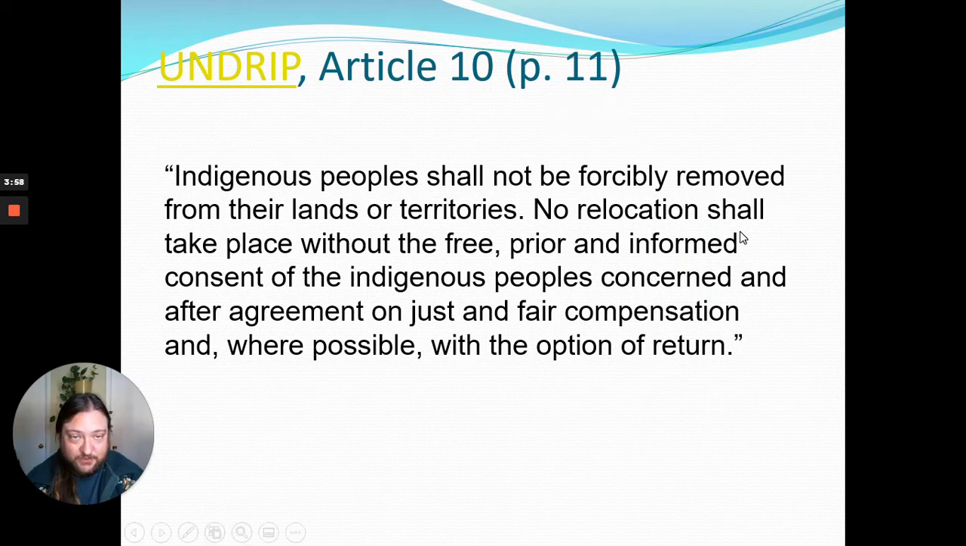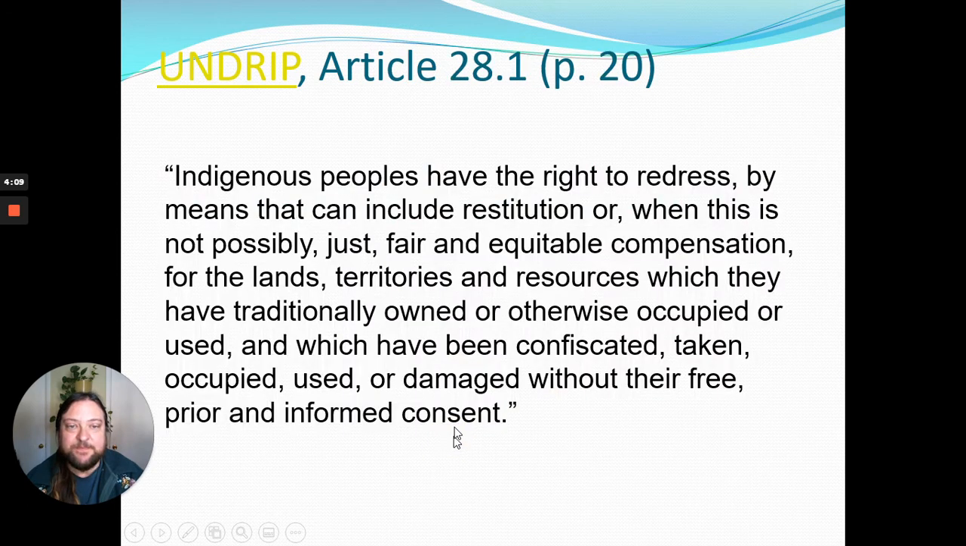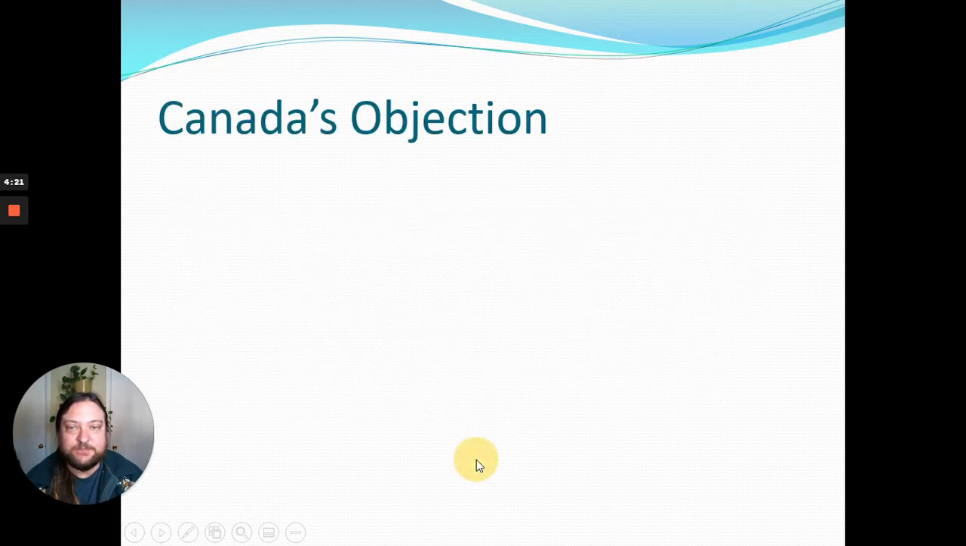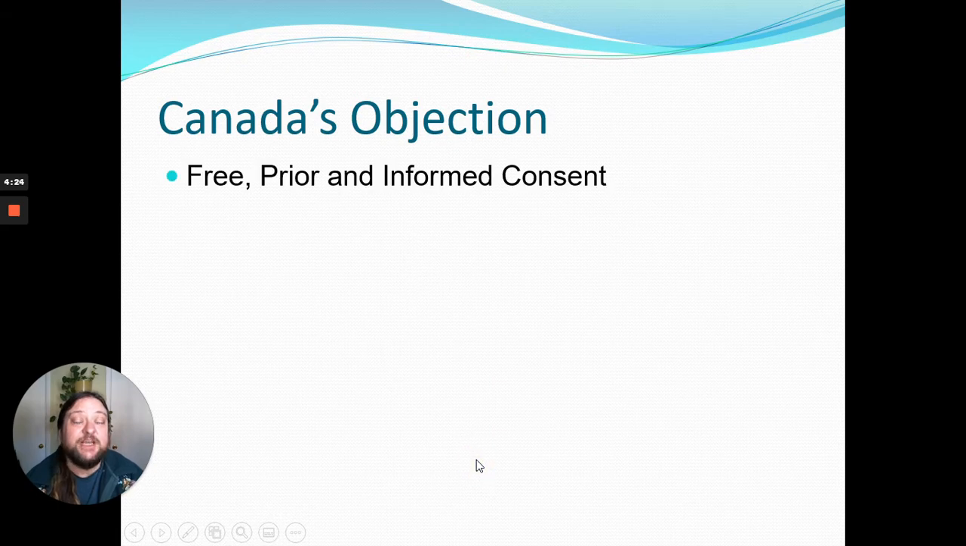So here, no relocation shall take place without the free, prior, and informed consent of the indigenous peoples concerned. Okay? Not being forcibly removed from their land. And the right to redress, seek equitable compensation, and things like that. And again, there's this mention of free, prior, and informed consent. So that was Canada's objection to signing this declaration.